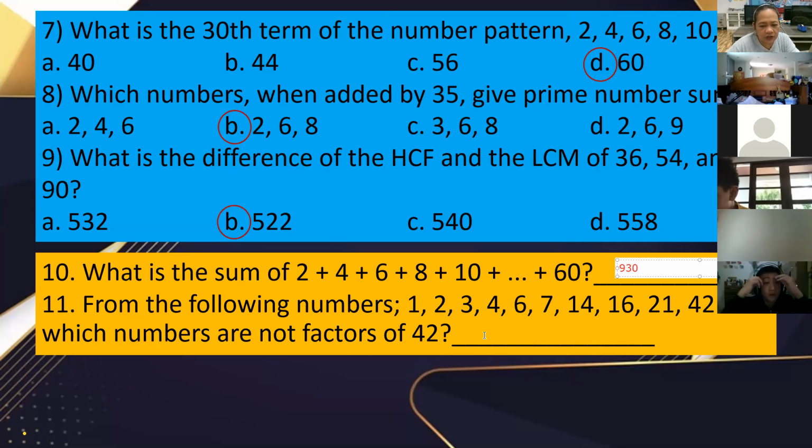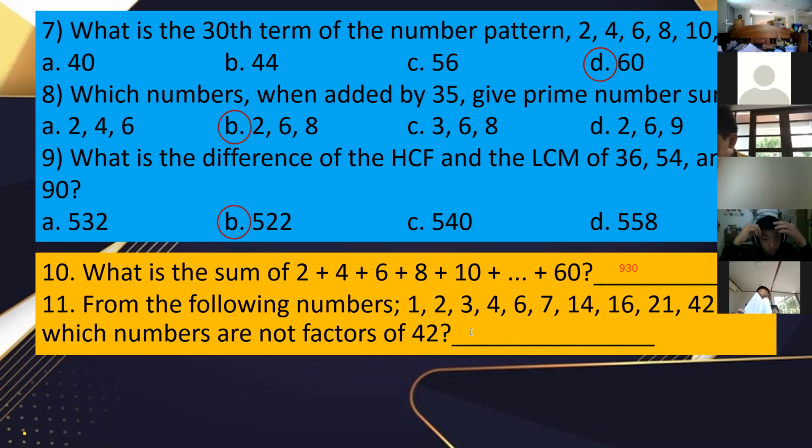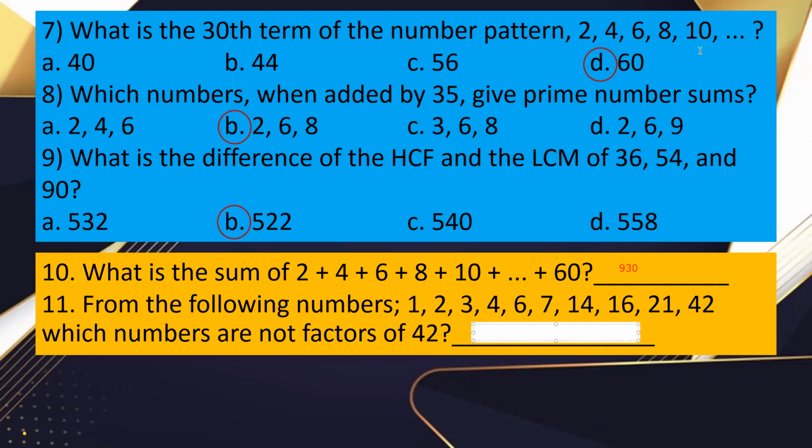Number 11. From the following numbers 1, 2, 3, 4, 6, 7, 14, 16, 21, 42, which numbers are not factors of 42? 16.